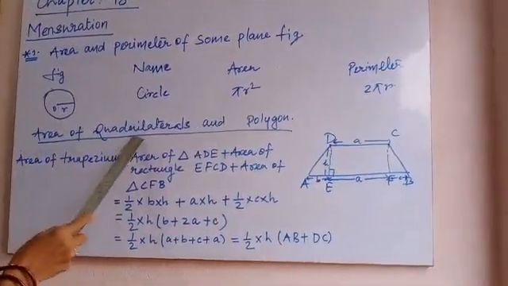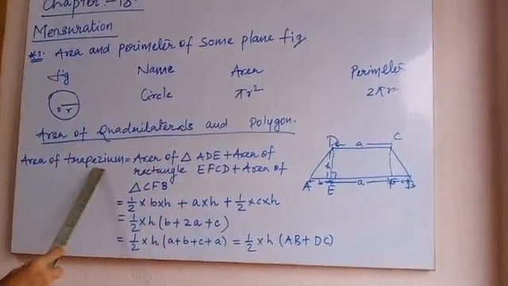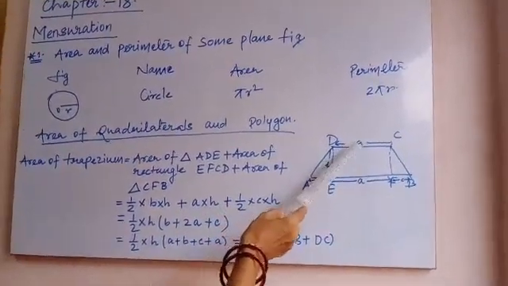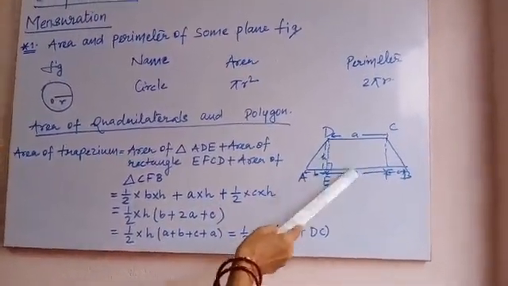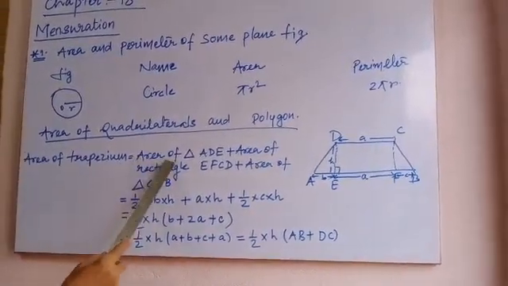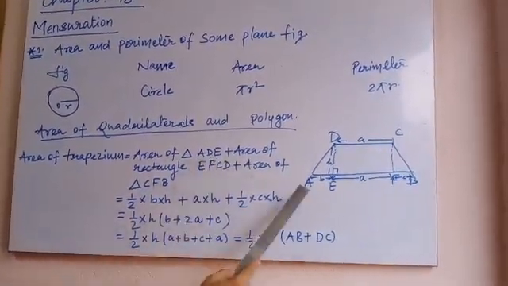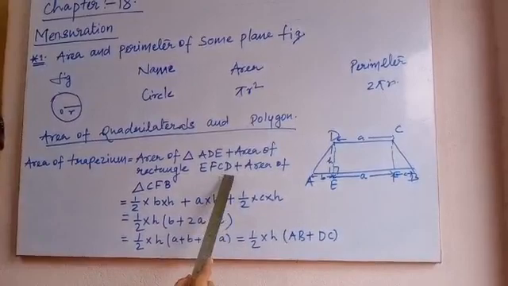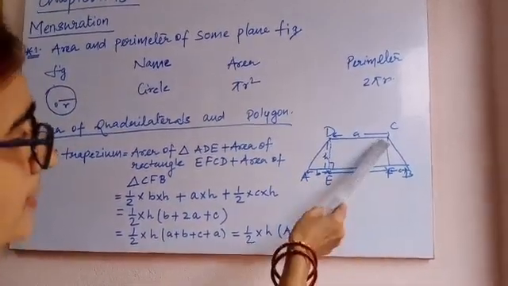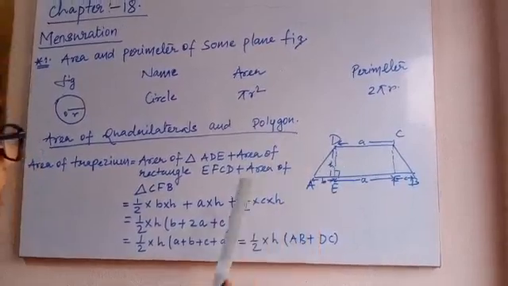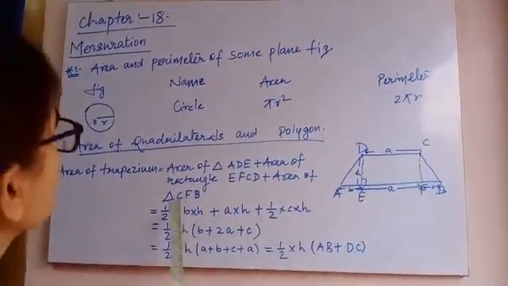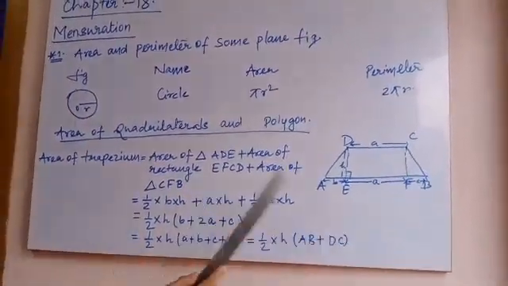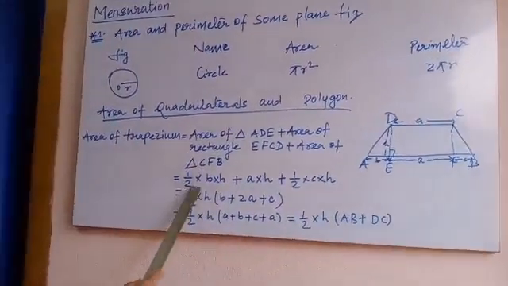Area of quadrilaterals and polygon. Area of trapezium. This figure is trapezium, with one pair of parallel sides. Area of trapezium equal to area of triangle ADE plus area of rectangle EFCD. This is rectangle, plus area of triangle CFD. Area of this triangle equal to 1 by 2 b into h.